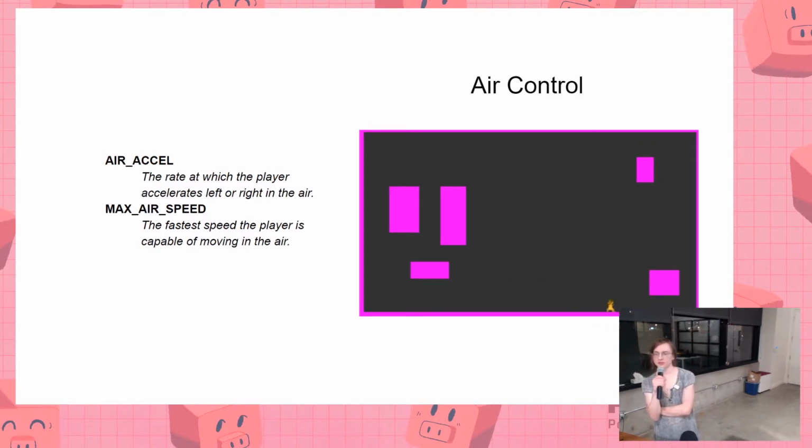Afterwards, I start thinking about air control, and this is where it gets a little more complex. But the basic idea is you take those two constants from the first slide, the run acceleration and the maximum run speed, and you make two versions of them that are special and are applied when the player is in the air.